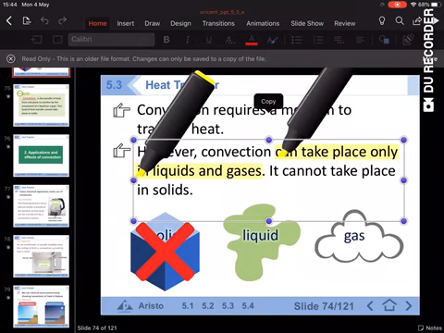However, convection only takes place in liquid or gas. It cannot take place in solids. The reason is that in a solid, the particles are locked in and cannot move anywhere else. Only liquid and gas allow the particles to move around a little bit more. That's why solid does not work. Only gas and liquid work for convection.